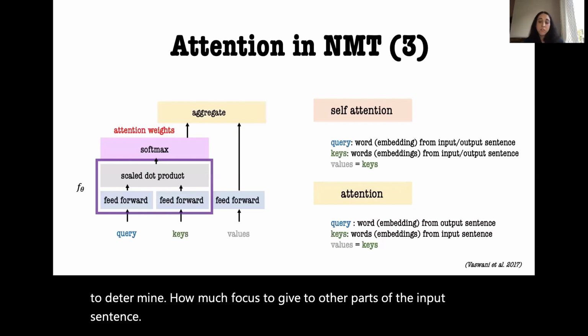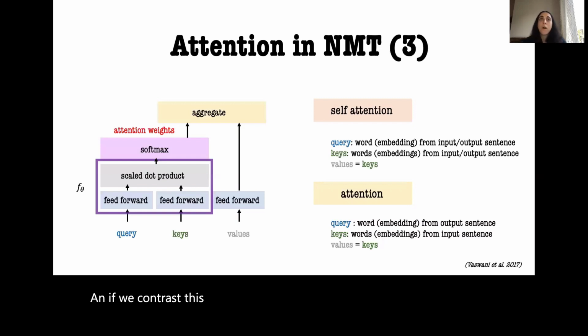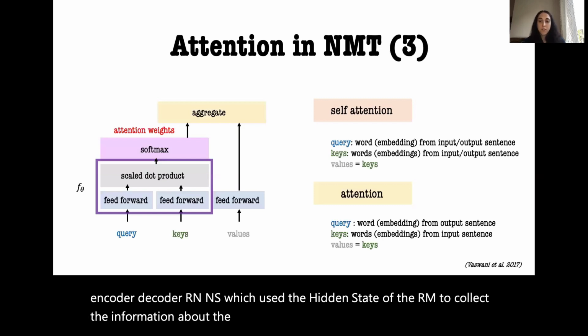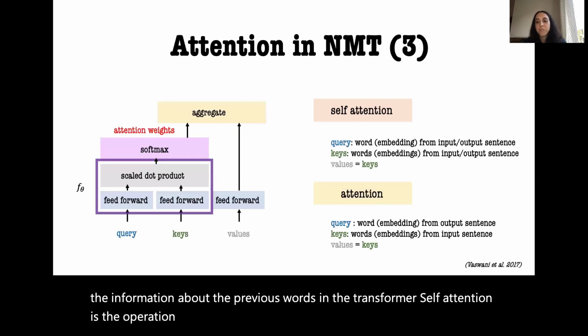And if we contrast this with the previous model, the one that was based on encoder-decoder RNNs, which used the hidden state of the RNN to collect the information about the previous words, in the transformer, self-attention is the operation which allows us to collect information from other relevant words of the sentence.